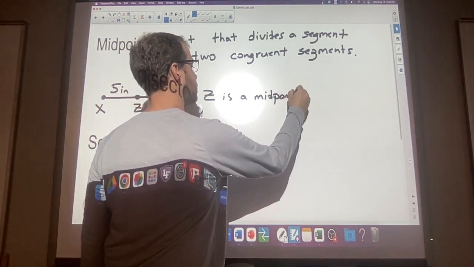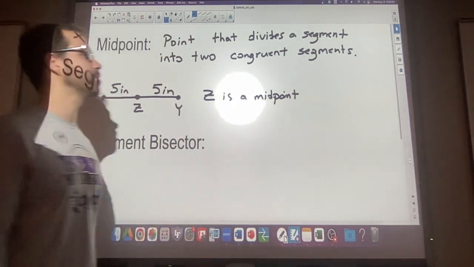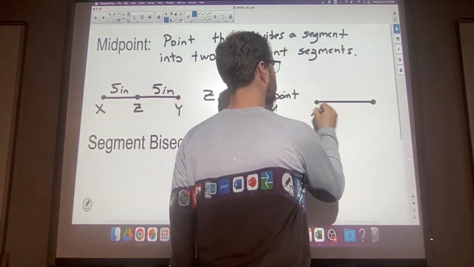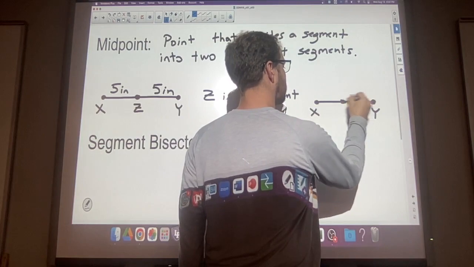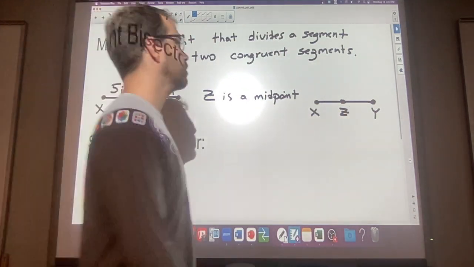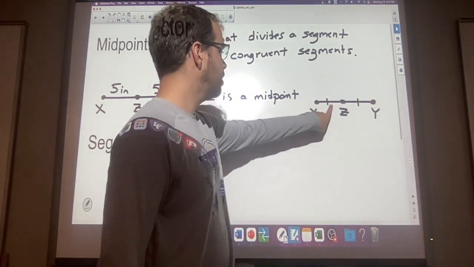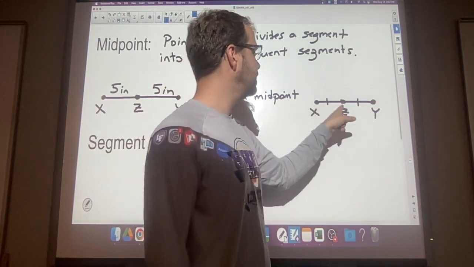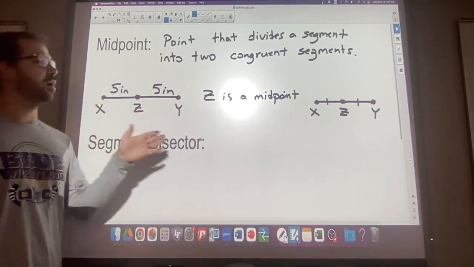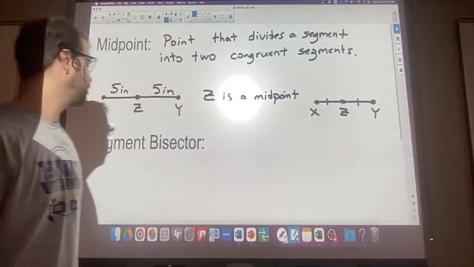Now, your book is not going to make it this clear with 5 inches and 5 inches. They're going to use a new symbol. I'll draw this again a little bit smaller. They're going to say that these 2 are congruent, and there's a symbol for that. If I put a dash mark through each of these, that tells me that both of these segments, XZ and ZY, are congruent, okay? It's the same thing as saying they're the same length, but it's just shorthand, so you'll see that quite a bit. Same thing, Z is still a midpoint in this situation here.